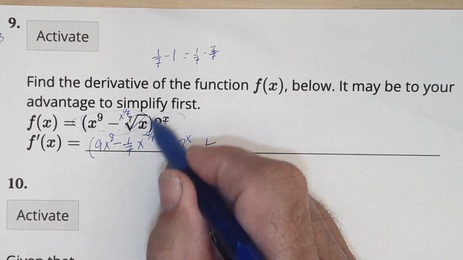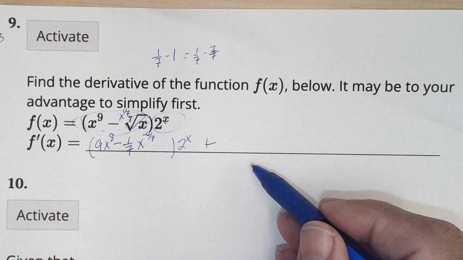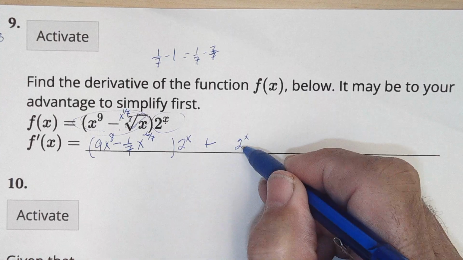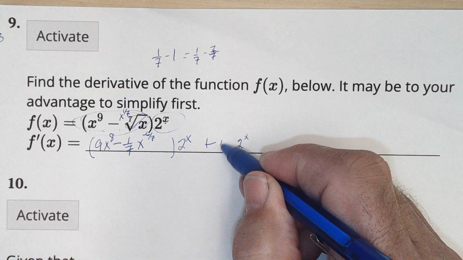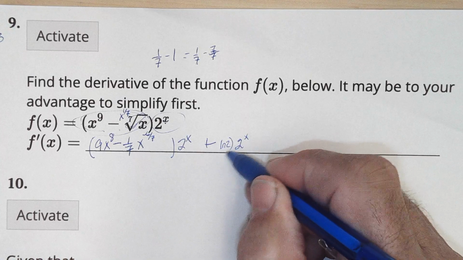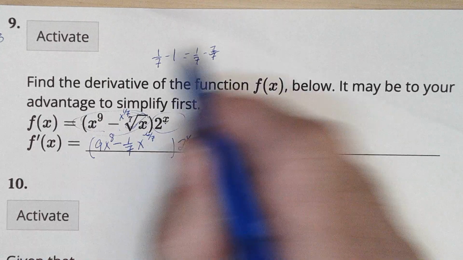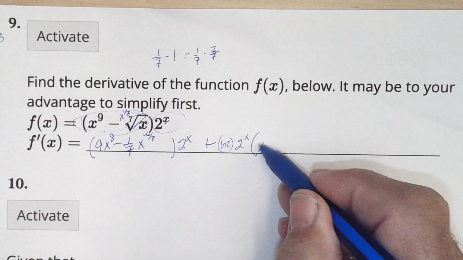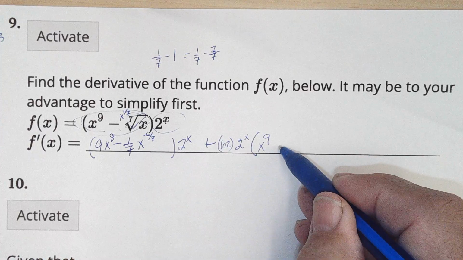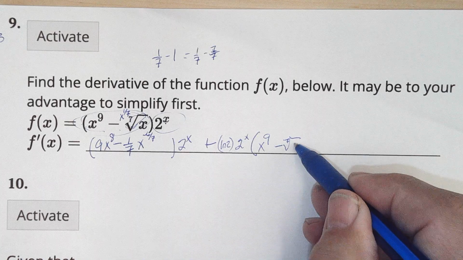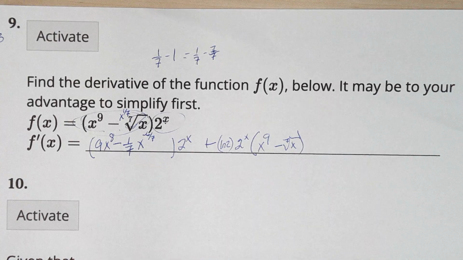plus the derivative of the second, and 2 to the x. 2 to the x is 2 to the x times the ln of the base. So that's the derivative of the second times the first. And you can leave it like that.